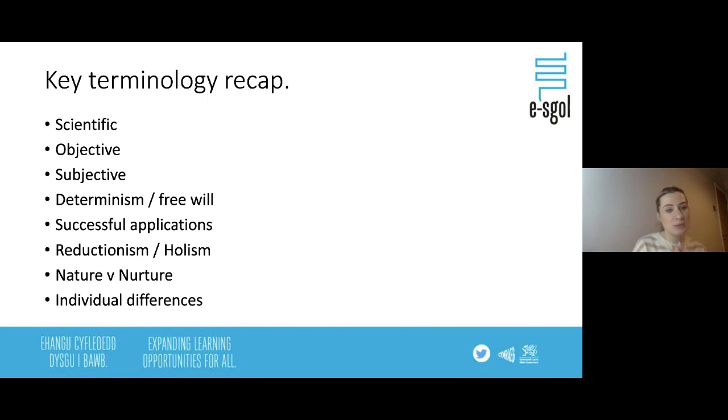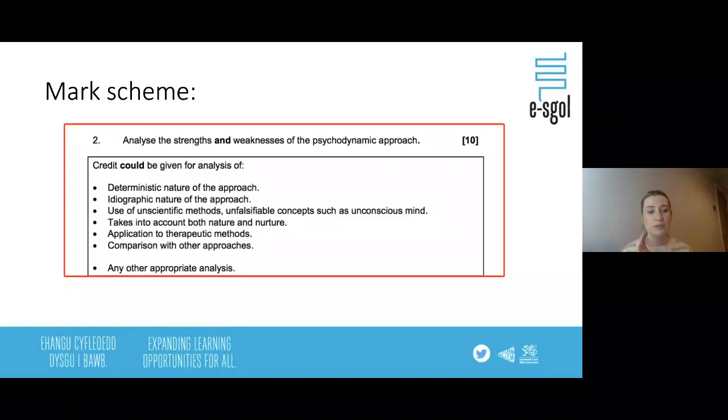So those are a little terminology recap of things that you definitely need to be confident with when looking at an evaluation. So you will see, analyse the strengths and weaknesses of the psychodynamic approach. Pretty much all of the terminology that I've just spoken through is in the mark scheme. Deterministic nature of the approach. Idiographic nature of the approach. Idiographic is looking at individual differences.